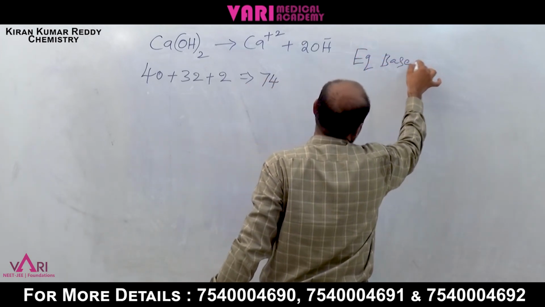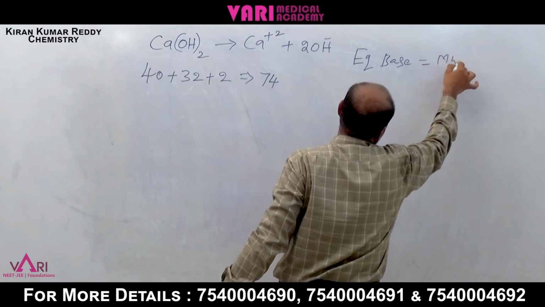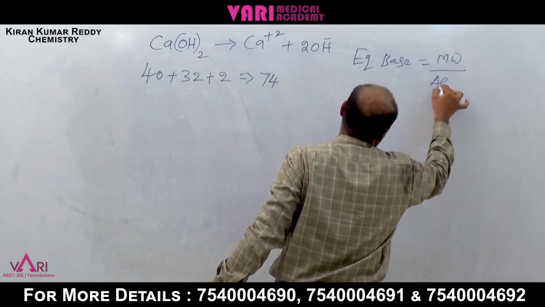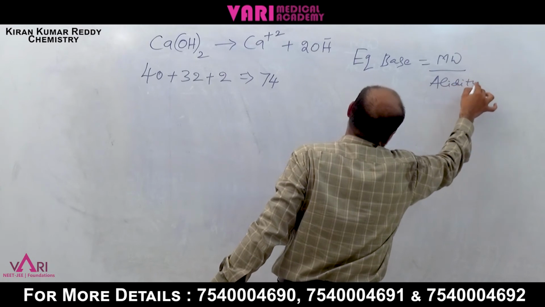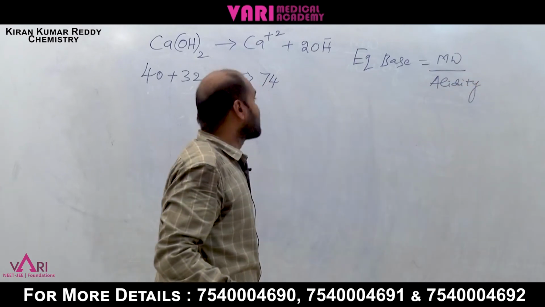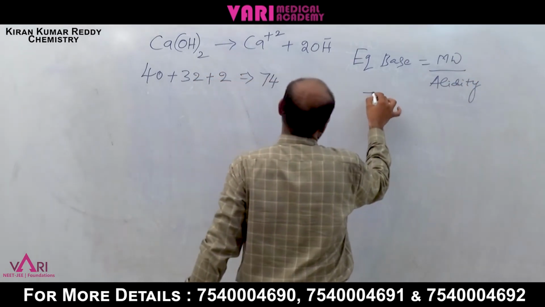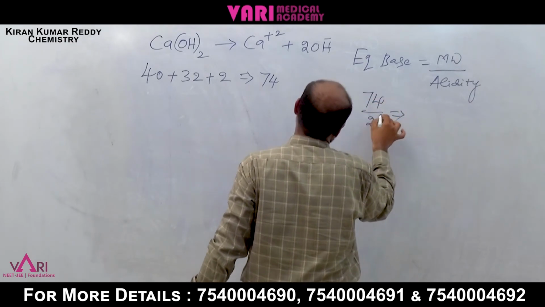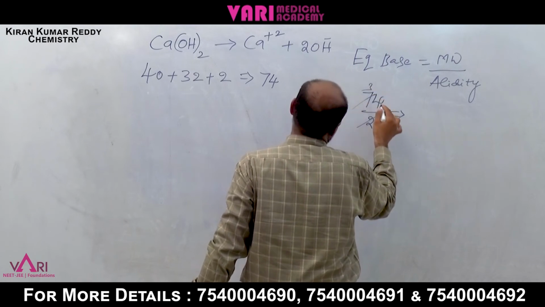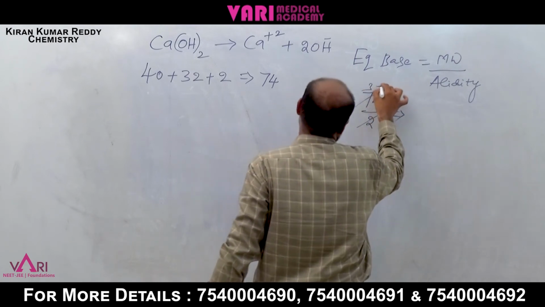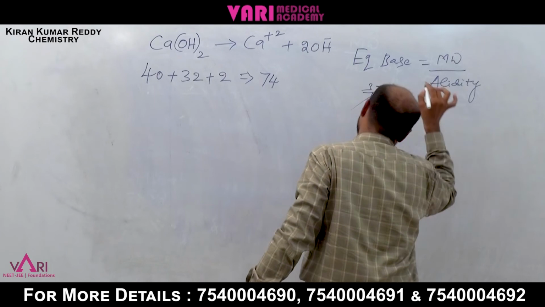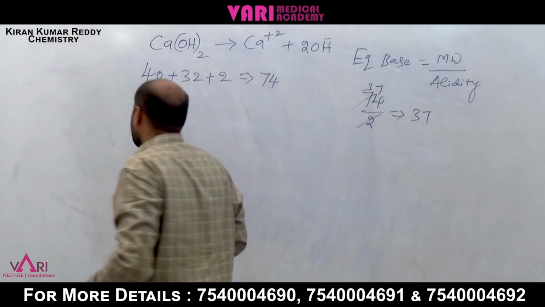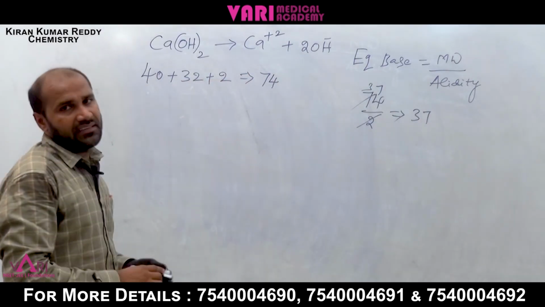What is the formula? Molecular weight by acidity. What is acidity? The number of replaceable hydroxyl groups. Now here is 74 by the number of replaceable groups, 2, that is equal to 37. This is the equivalent weight of bases.